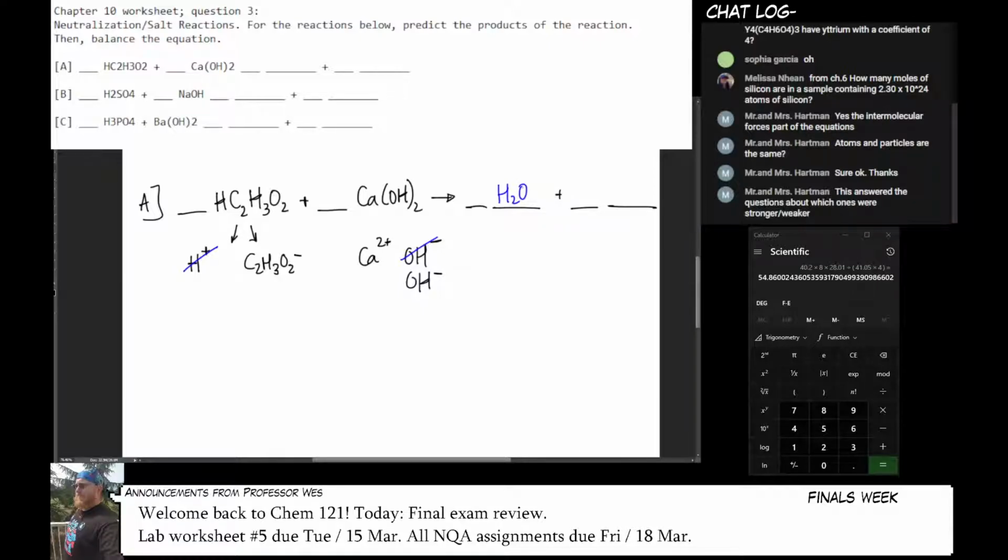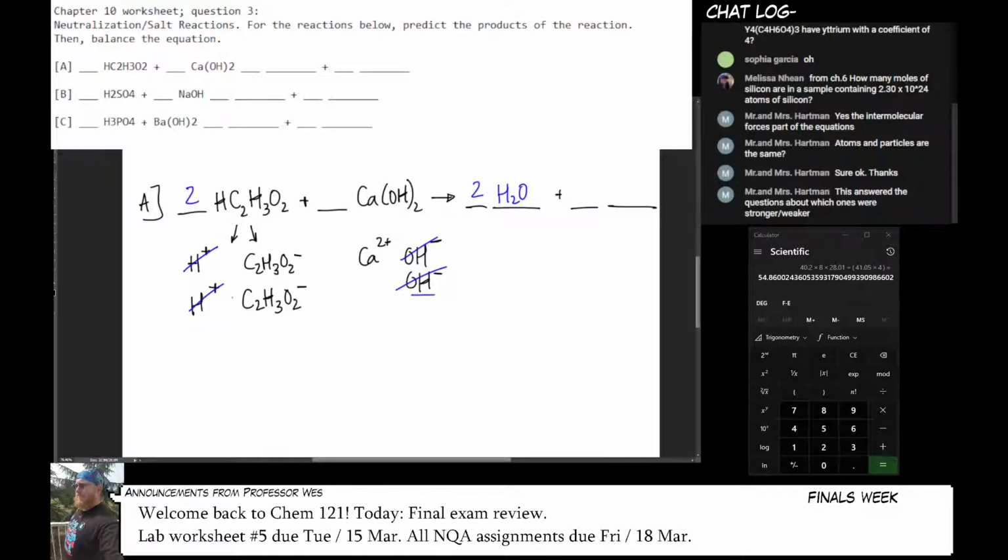But I've not completely neutralized the acid, because I still have some base here, right? So I need to add extra acid. So now I can go boop, boop. And I have neutralized all of the acid and the base.